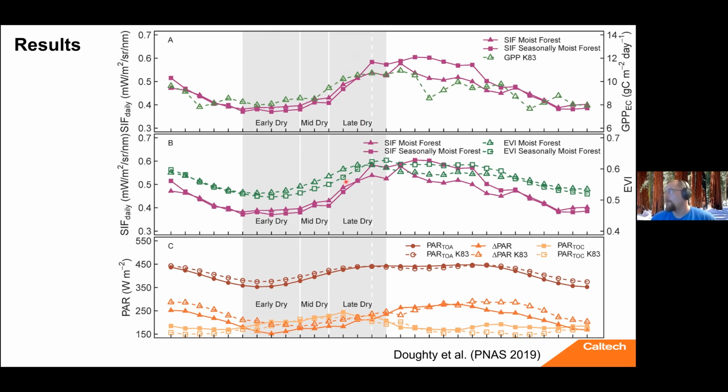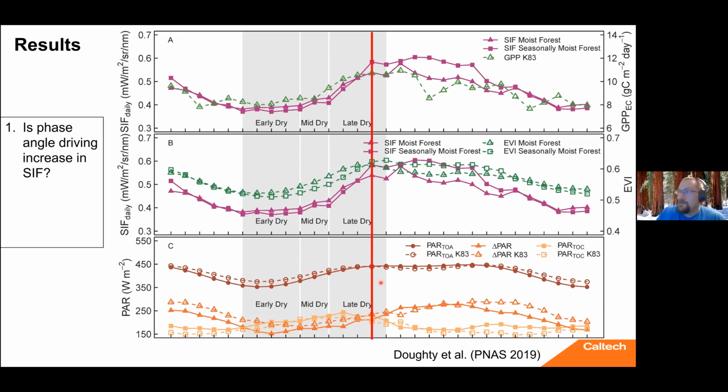If we look at panel B, now what we're showing, these two SIF lines are the exact same SIF lines from panel A, but this time, instead of showing eddy covariance tower GPP in green, we're showing EVI for both moist forest and seasonally moist forest. And so we're showing that we're also seeing increased greenness, and that this increase in greenness and SIF match very well.